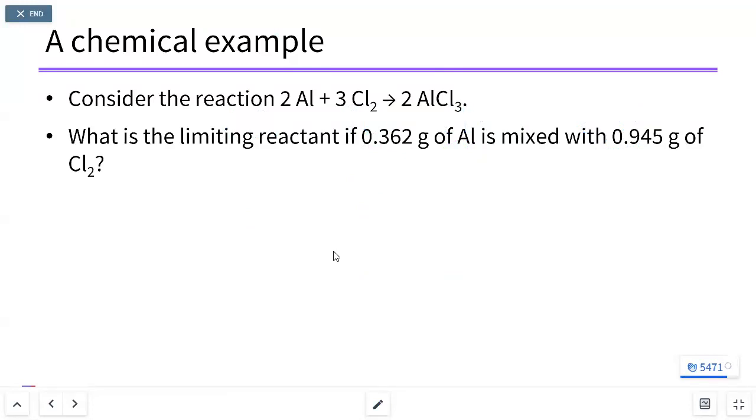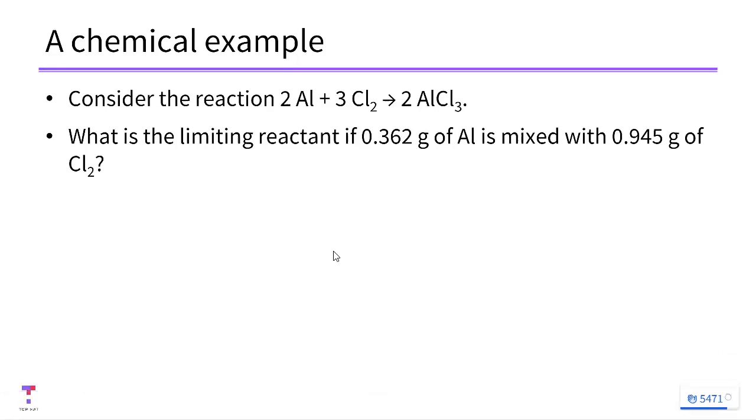So if I were given a question like this, where I've got a reaction, aluminum is reacting with chlorine to make aluminum chloride. If I am told how much aluminum I have and how much chlorine I have, the answer to figuring out the question, what is the limiting reactant, comes down to me being able to discern in some kind of way which one of these is going to run out first.